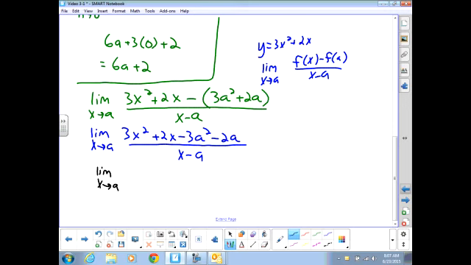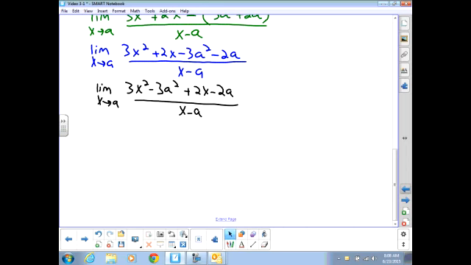As we combine our like terms, notice nothing necessarily cancels out, but we have a set of squareds and we have a set of things to the first. So we are going to group those together. So we're going to have 3x squared minus 3a squared plus 2x minus 2a all over x minus a.